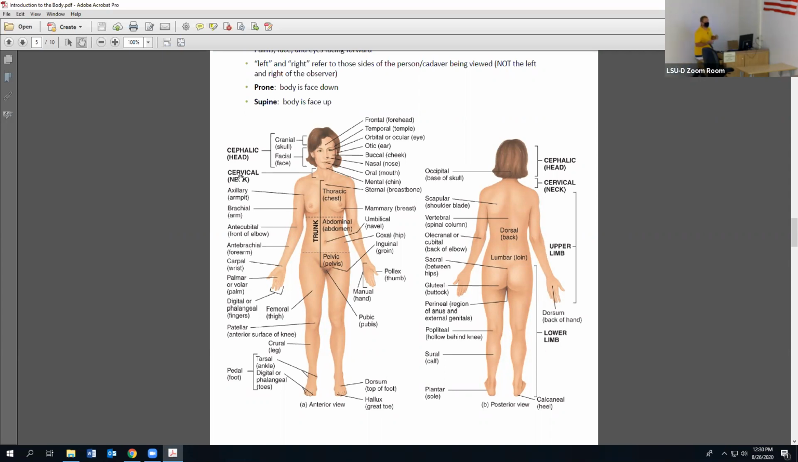So if you learn these terms now, and yes, it will be a challenge, but it's going to help you all semester long. Because you'll be able to remember, oh yeah, brachial region is my upper arm. That's got to be where the brachial artery is. So if you put in the work now, it'll help you all semester long.